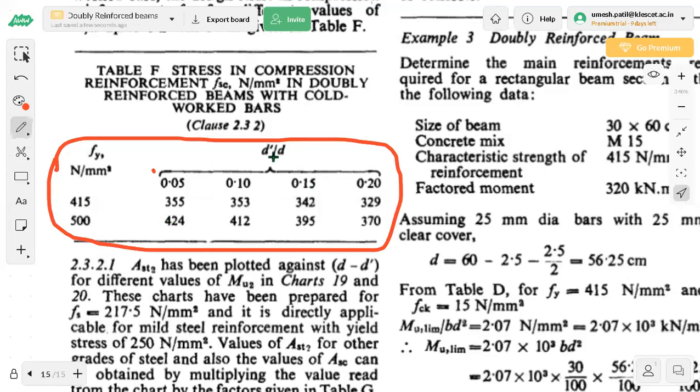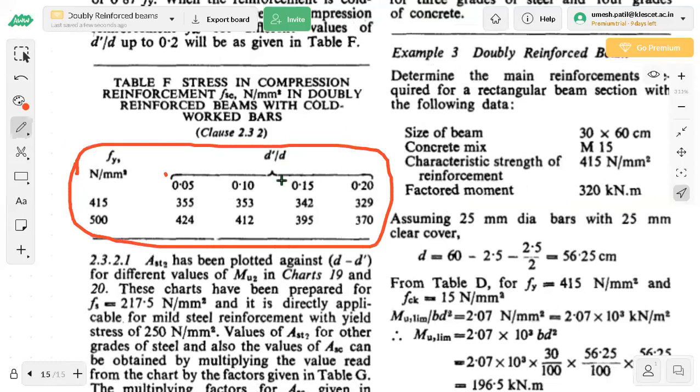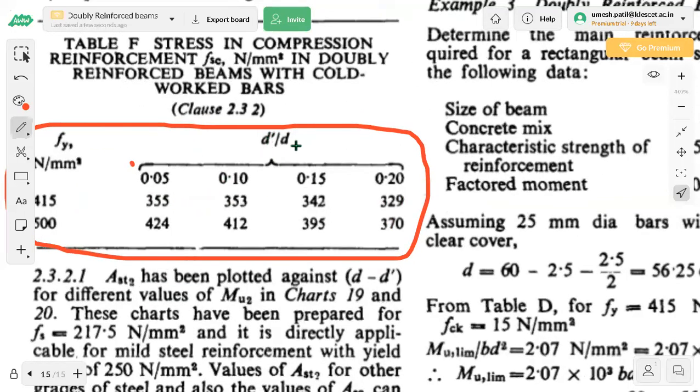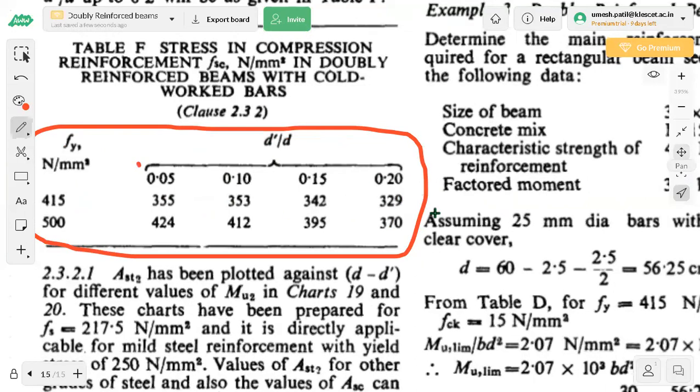Now you can see this d dash by d ratio. D dash I have already defined, and d you already know. D dash is the distance between the top fiber and the center of the compression steel. D is the distance between the top fiber and the center of the tension steel. So this ratio, if d dash is given and d is given in the problem, you can easily find out the value of FSC.